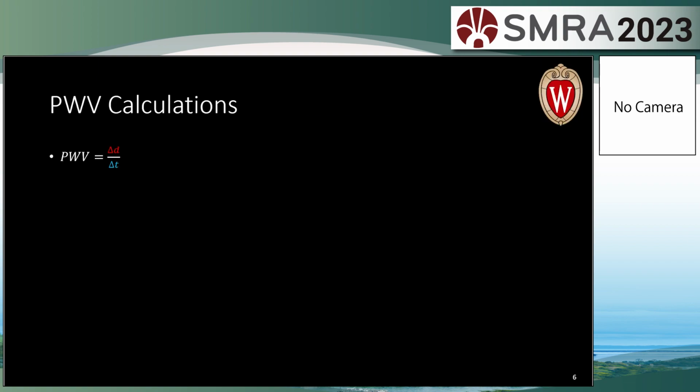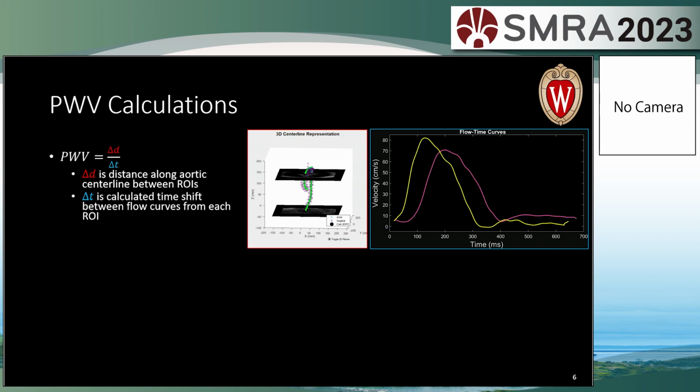So how exactly do we calculate that pulse wave velocity? Well, the formula is fairly simple. We just divide the vessel path length by the flow curve time shift. We can easily get the path length from the 3D center line. The time shift is a little less straightforward.